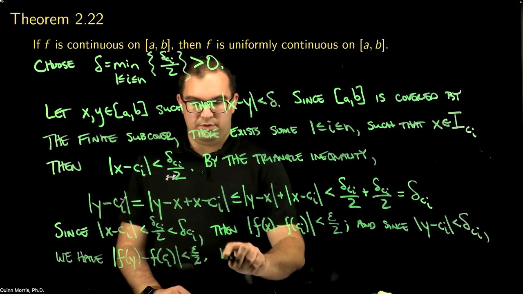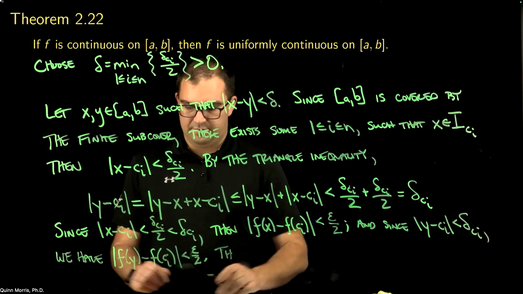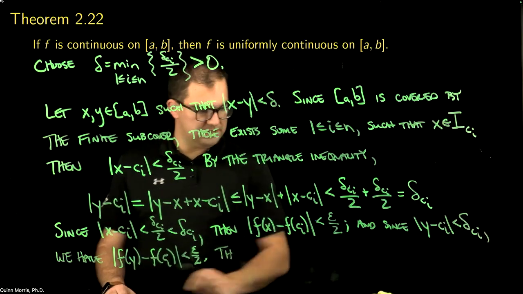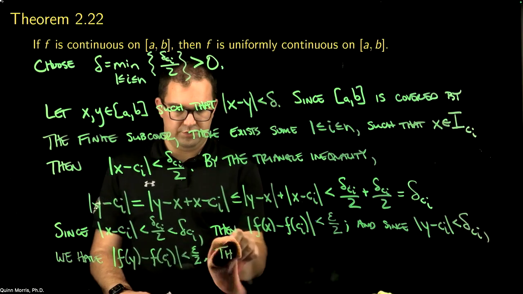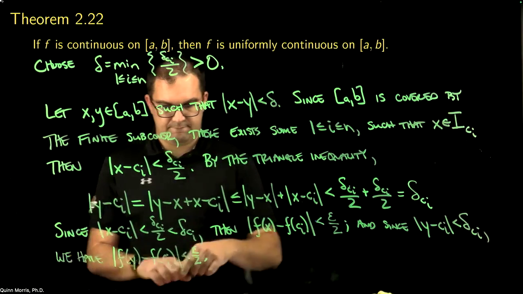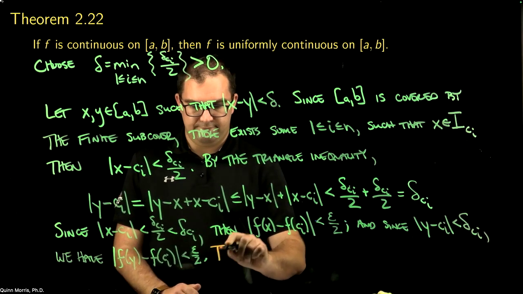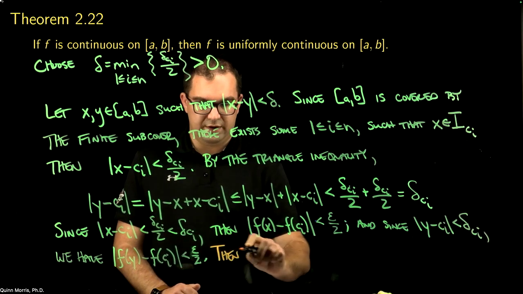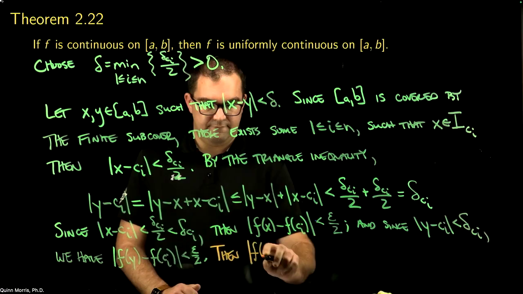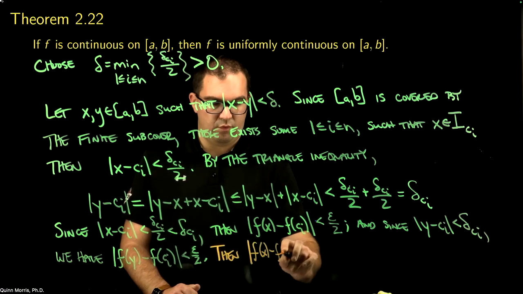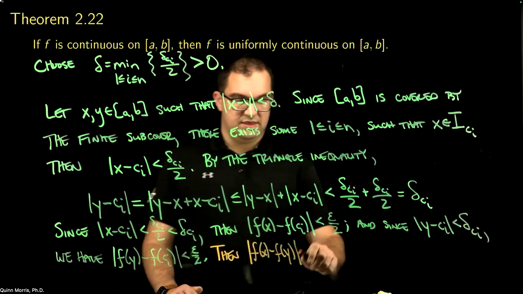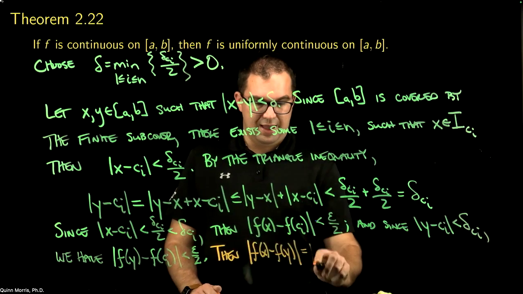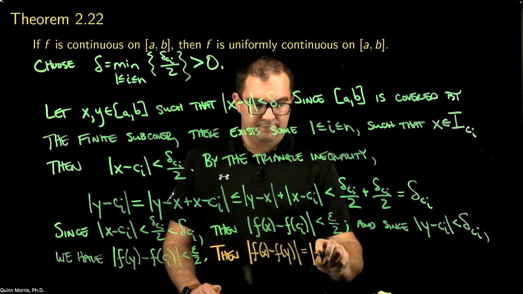And now finally, what does that tell us? Maybe this is deserving of a new color, to conclude. If I look at f of x minus f of y, I can add and subtract ci.